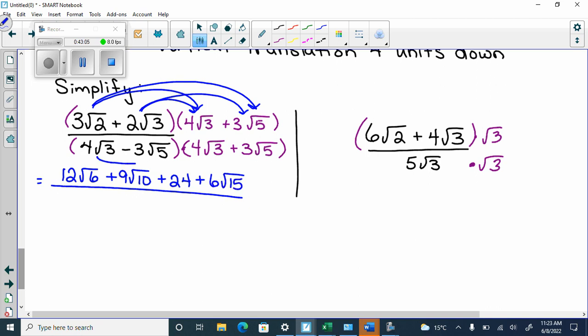All over 4 root 3 times 4 root 3 is 16, and root 3 times root 3 is 3. So 16 times 3 is 48. And then I hope the O and the I of FOIL cancel. If the O and the I of FOIL don't cancel, you did not multiply by the conjugate, or you messed up in your multiplication, right? But the O and the I should cancel. So 4 root 3 times 3 root 5 is 12 root 15, and I better get a negative 12 root 15, or I did not multiply by what I should have. Negative 3 root 5 times 4 root 3 is negative 12 root 15. And they cancel, so I know I did good.